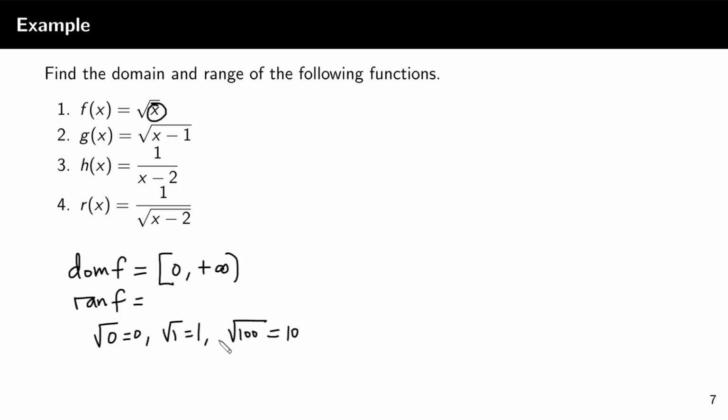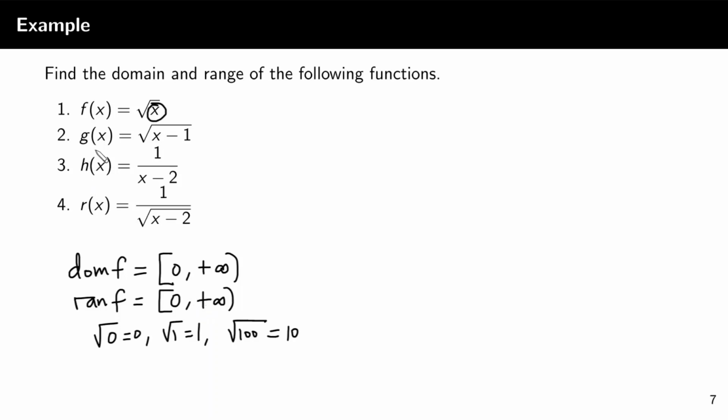So as you can see, habang lumalaki yung x na nilalagay natin sa loob ng function, lumalaki din yung square root niya. Okay. So wala siyang limit. Pwedeng lumaki to ng lumaki. It's just that yung meron tayong smallest value, which is 0. So therefore, the range is the interval 0 to positive infinity.